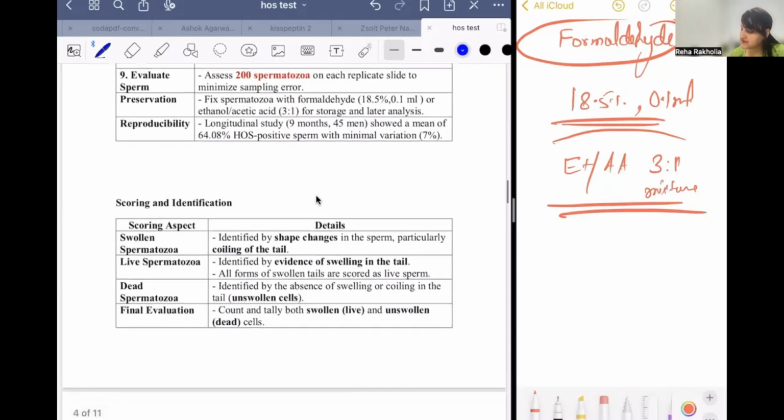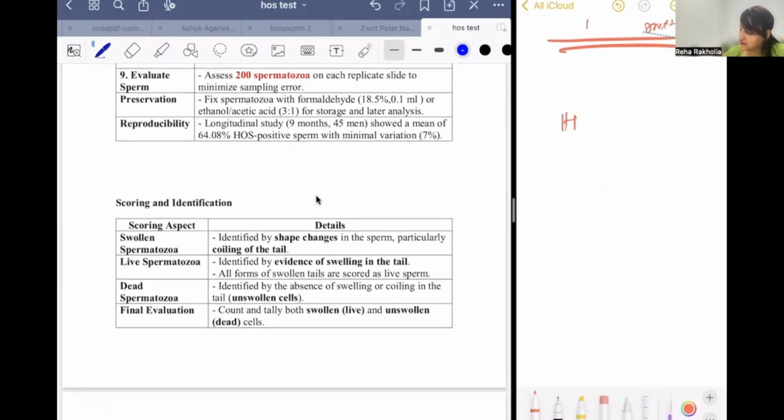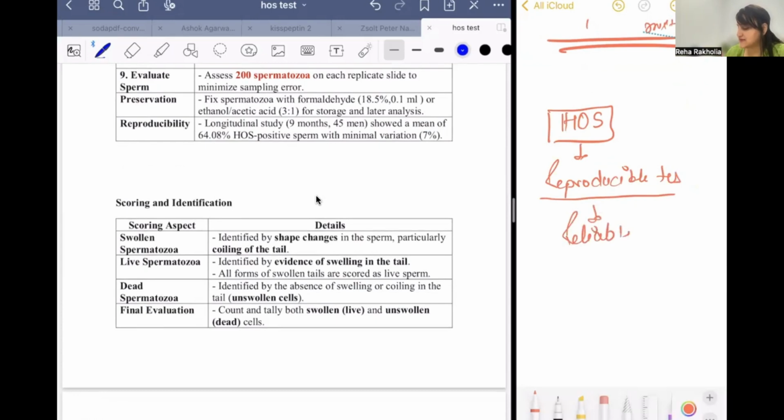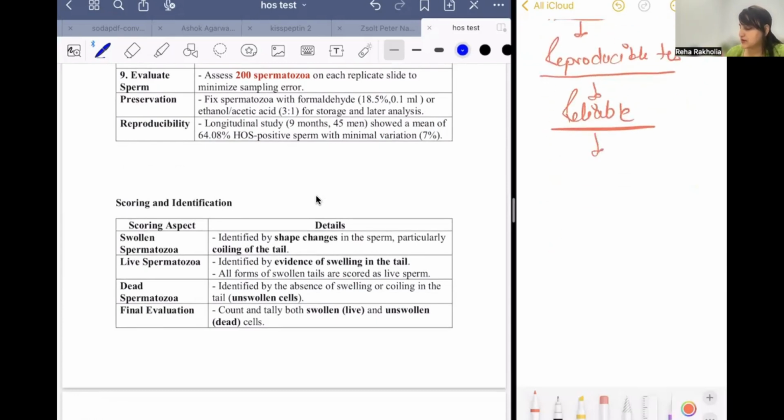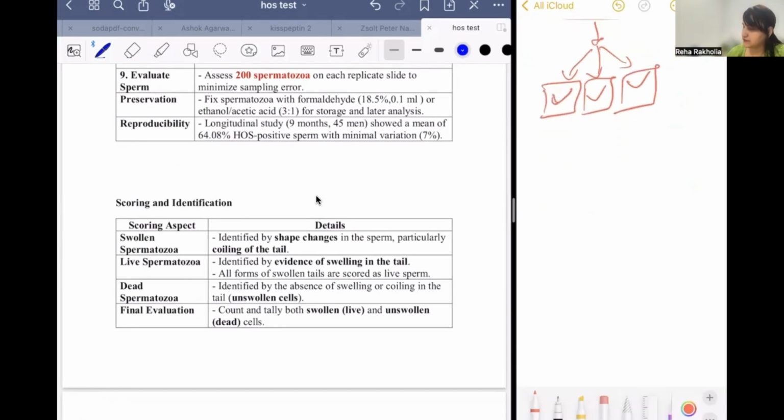See this test, HOS, the hypo-osmolarity swelling test. This is a reproducible test as seen by studies, which means it is a reliable test. Reliable test means its results are the same even if repeated. So a study was done where it was seen that it is a reliable test. It is a reproducible test.